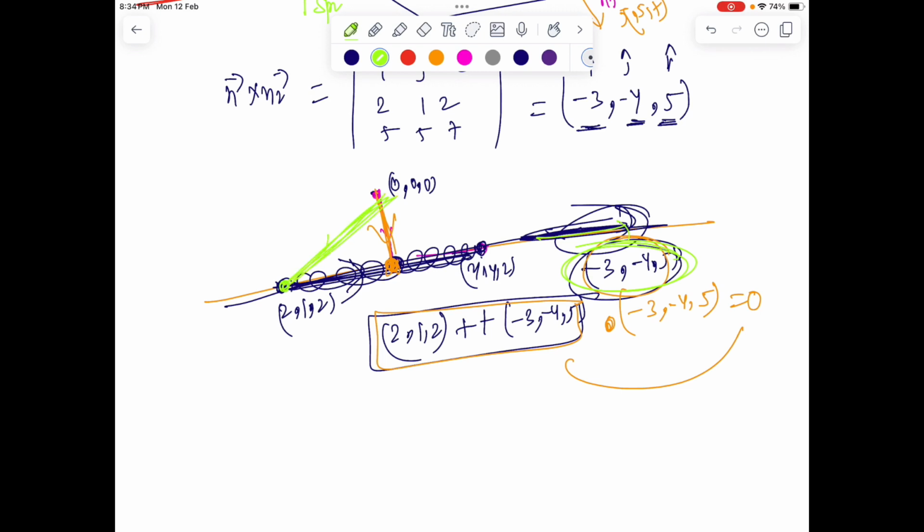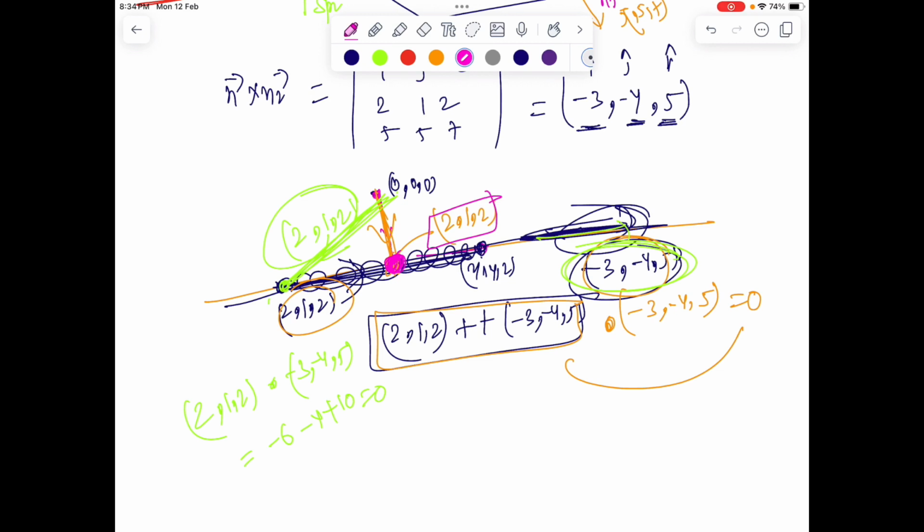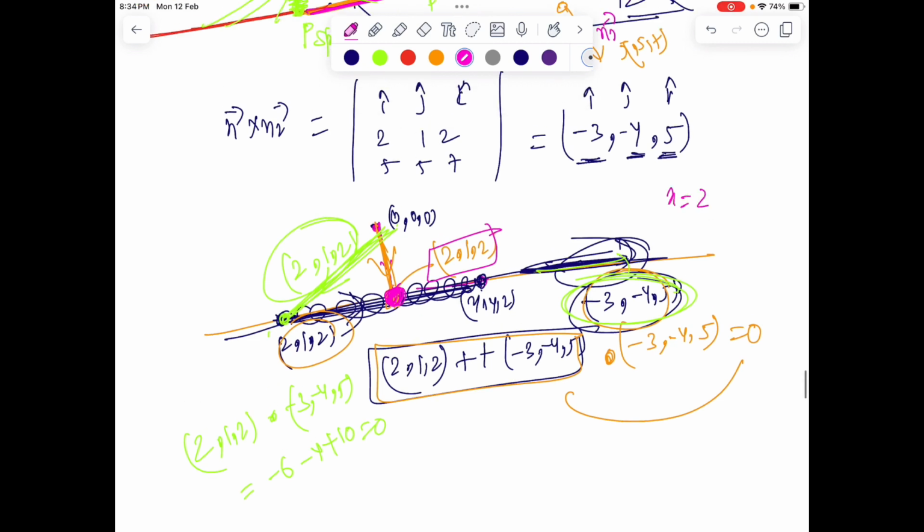Okay, so for this particular problem, there was one very simple observation. This direction is minus 3, minus 4, 5. And what about the vector joining origin to 2, 1, 2? It is 2, 1, 2 itself, right? Now what is 2, 1, 2 dot minus 3, minus 4 and 5? That's minus 6, minus 4 plus 10, which becomes 0. Oh, so it means the point 2, 1, 2 was exactly on the perpendicular.